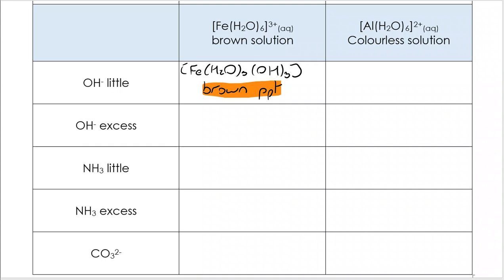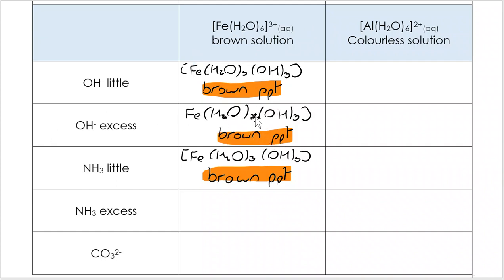And if I add a little bit of NH3, as we saw previously, that always stays the same. These two are always identical, whichever complex we're working with. And good news again, if I add an excess of OH-, it doesn't go any further. It doesn't change. So all of these are the same.